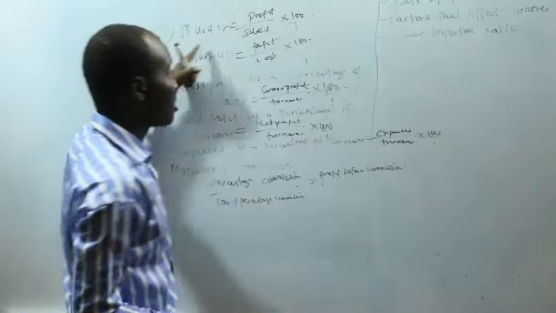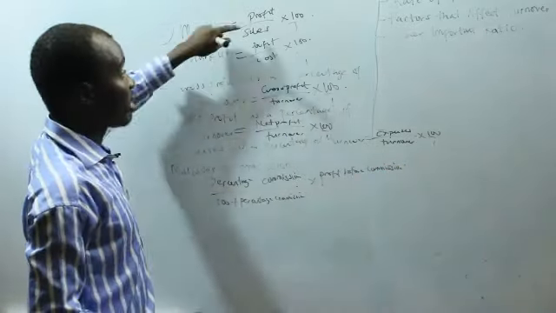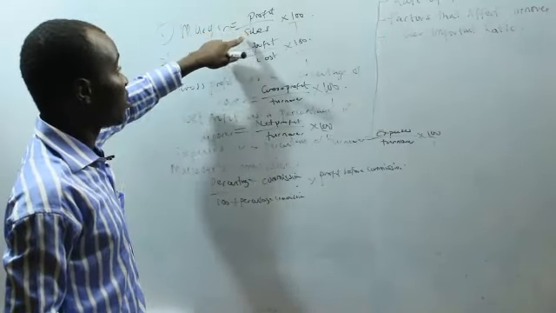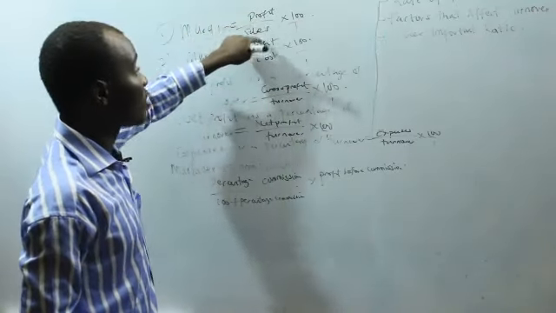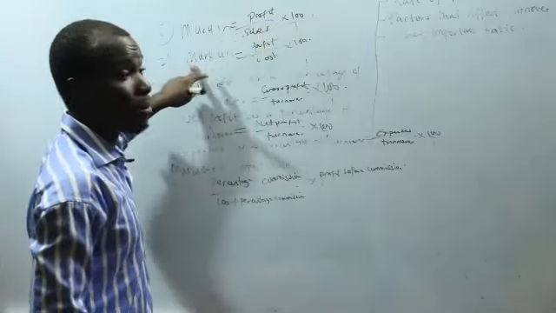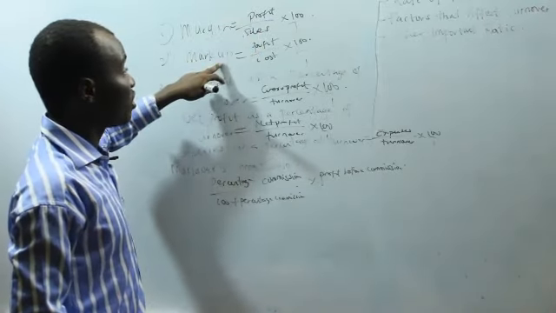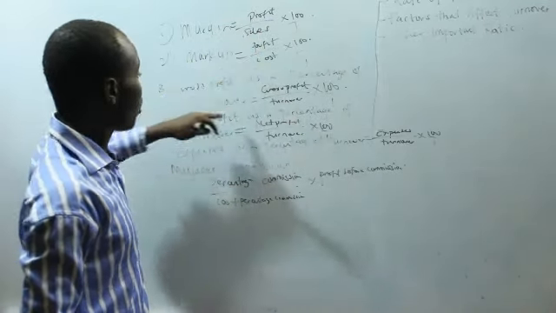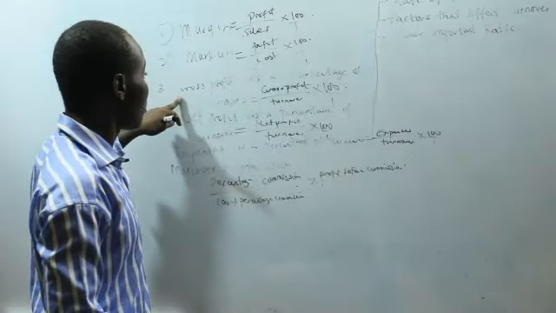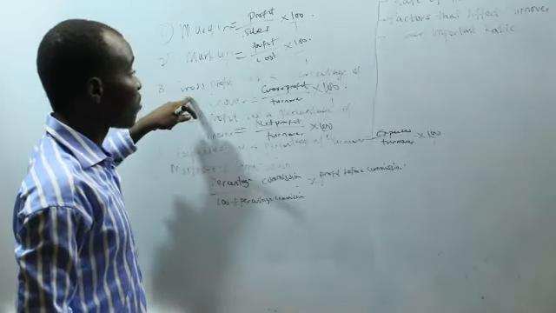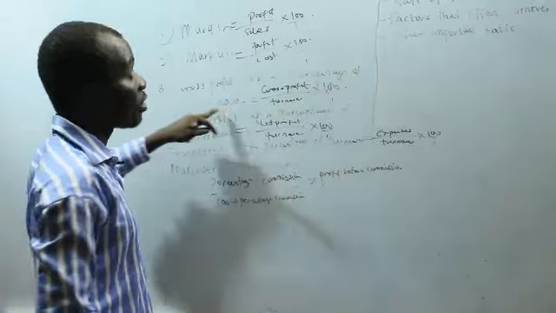So if you talk about the margin, which is the profit expressed as a percentage of sales, that is the relationship between the profit and sales. We also talk about the markup, which is the relationship between the profit and cost. And also the gross profit, which is expressed as a percentage of turnover.